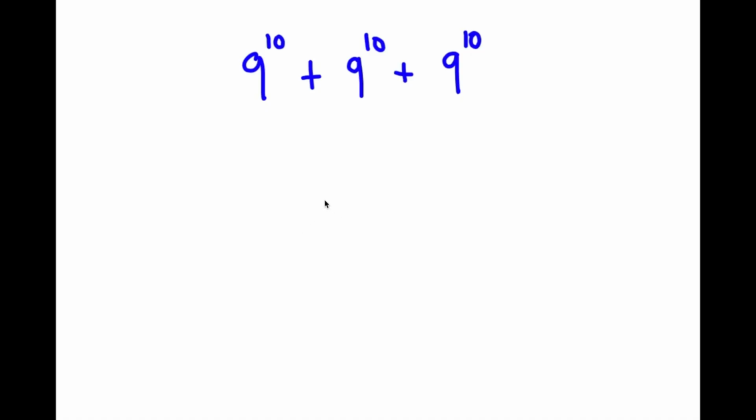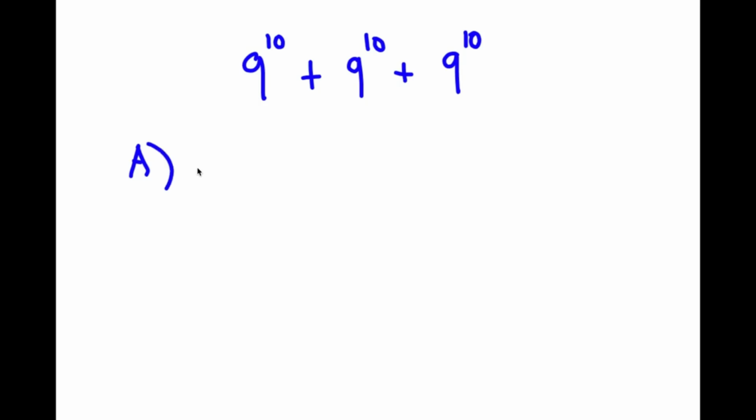All right, so in this problem, I have 9 to the power of 10 plus 9 to the power of 10 plus 9 to the power of 10. And I want to find the most simplified form of this problem. So I actually have 4 answer choices for this problem.